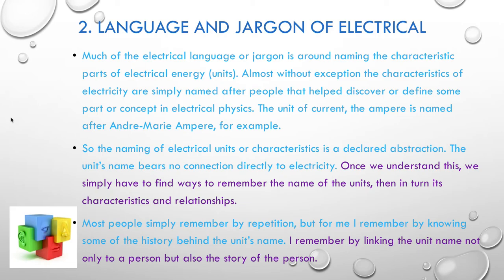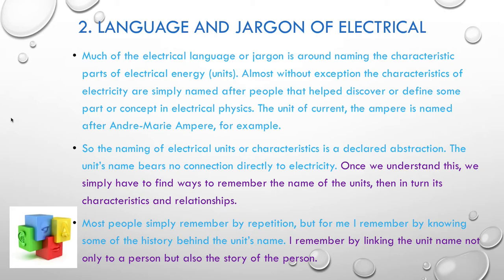So the naming of electrical units or characteristics is a declared abstraction. It's just declared to be so because we call it an amp after André Marie Ampere. The unit's name bears no connection directly to electricity. Once we understand this, we simply have to find ways to remember the name of the unit, and in turn its characteristics and its relationships.